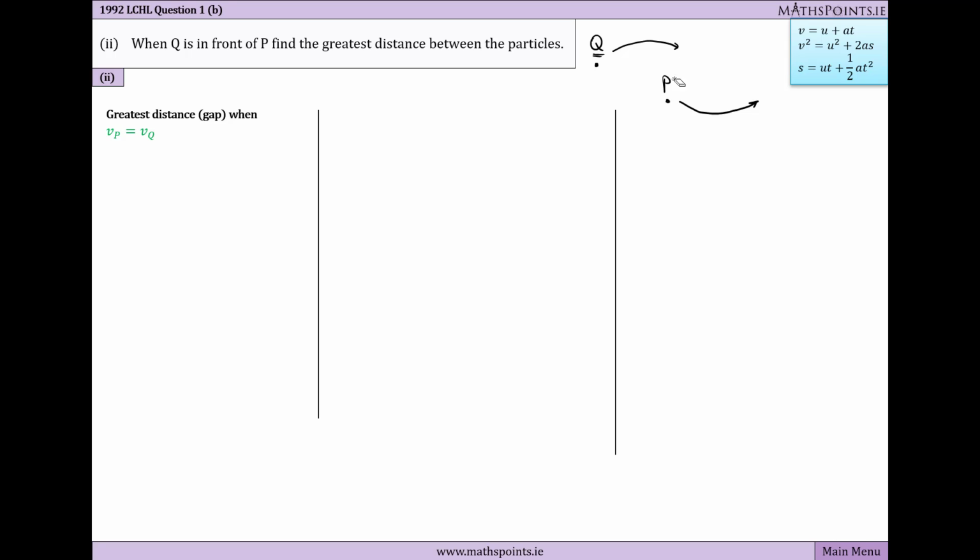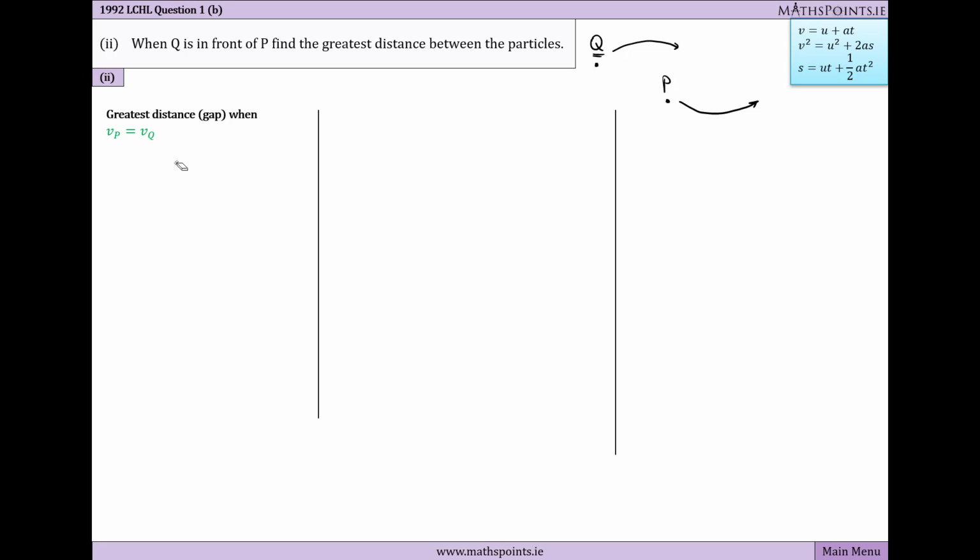If the speed of Q is greater than P, well, Q has overtaken P, its speed is greater, so the gap between the two is increasing, and so that's obviously not when the greatest gap occurs. And if the speed of Q is less than the speed of P, well then P is closing the gap, and obviously then that's not the greatest gap that could occur. So the greatest gap occurs when their two speeds are exactly the same for that split second.